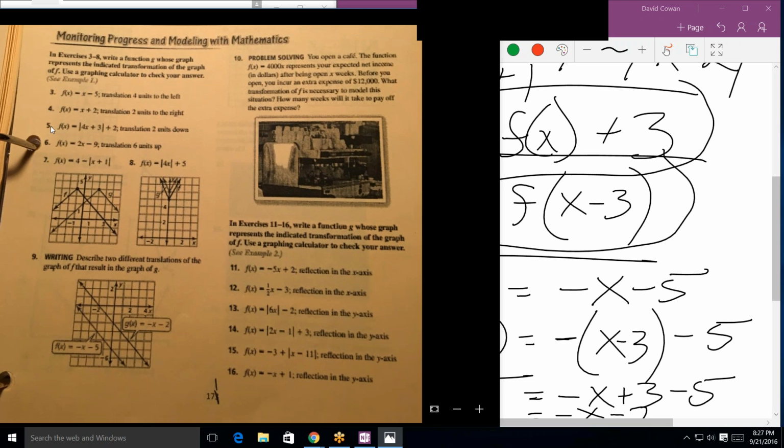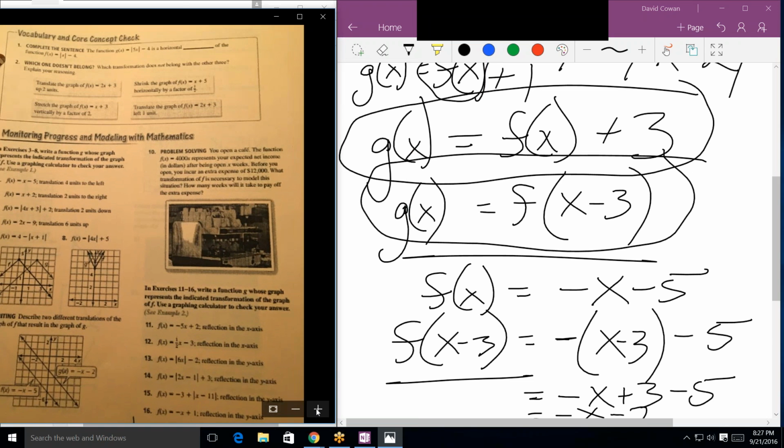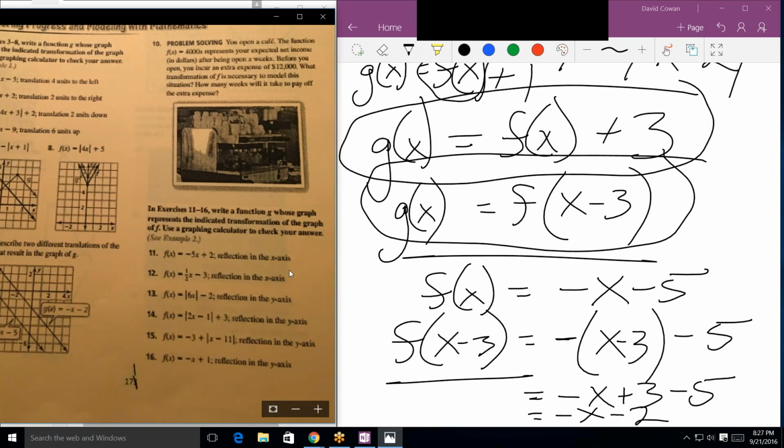That's the key. Now, that's what we want to get, is the same answer either one. Okay, all right, maybe you have time for one more. Write a function g whose graph represents the indicated transformation of the graph.